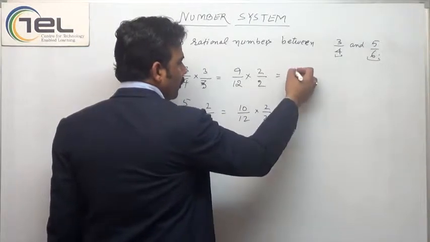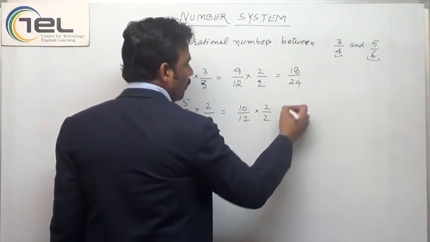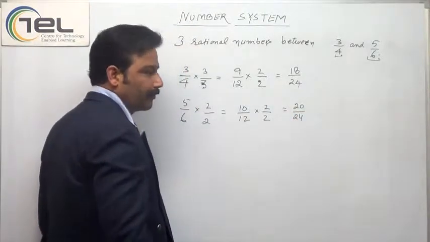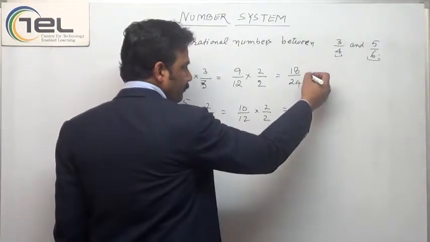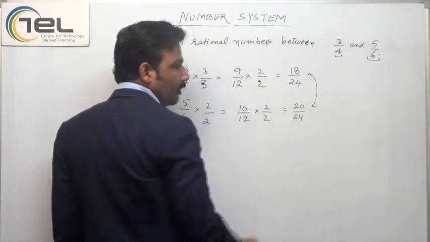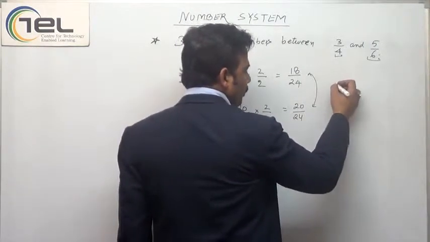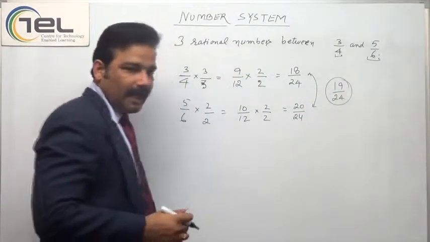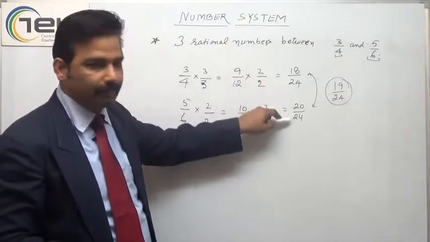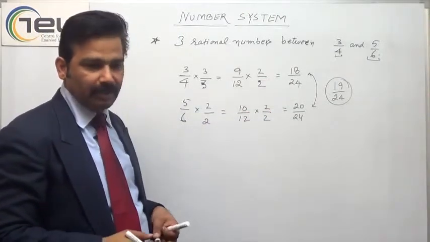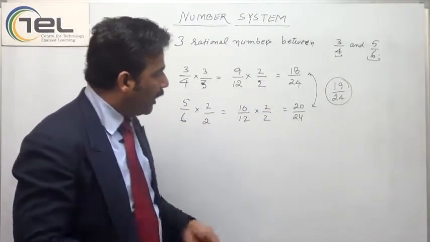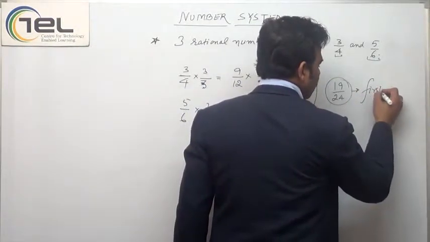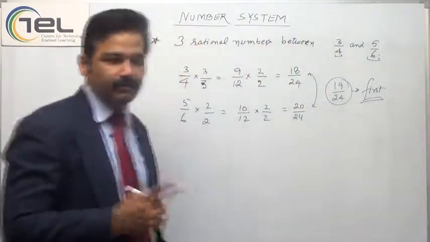So it becomes 18 by 24 and it becomes 20 by 24. Between them there is a number which is 19 by 24. This number is lying between these two. So I will take this as the first rational number. This is my first.